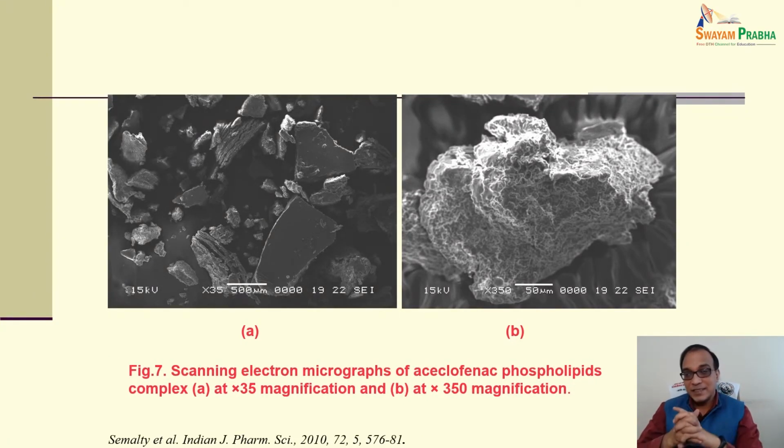Again, we can see in the aclofenac case, the change is evident there. We can see that the aclofenac phospholipid complex has very rough surfaces as compared to the lipid and the drug. So the surface morphology is a good indicator. Rather, we can also have the particle size analysis through SEM, scanning electron microscopy. We can perform it as a characterization parameter.